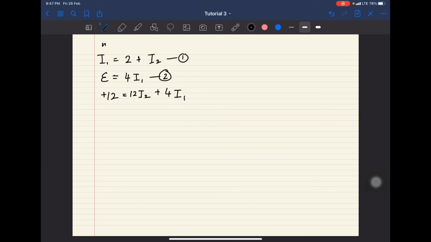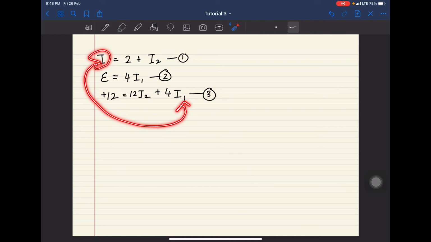So I rearrange a little bit. Okay, so now you have 3 equations and 3 unknowns. The first thing that I can see here is that I can try to substitute I1 here inside this equation. So I will have 2 plus I2 there inside here, and just I2. So I think I can solve that one.